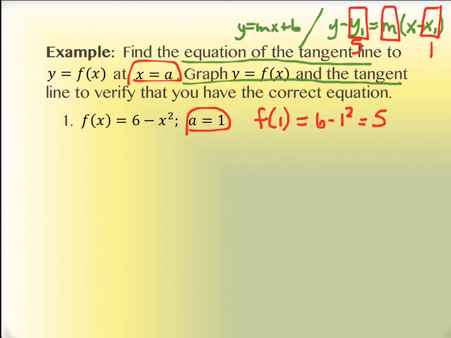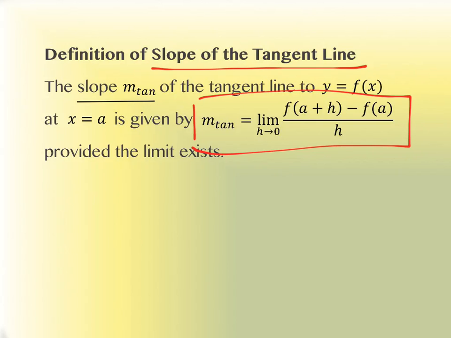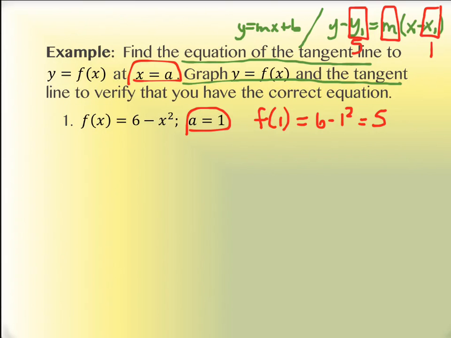There's a way in which we are able to find the slope of the tangent line. And that way in which we do it is this limit definition. Sometimes people will refer to this definition as the limit definition for slope. Okay, so we're going to take a look at using that piece of information, that slope formula, so m of the tangent line, to find this value.